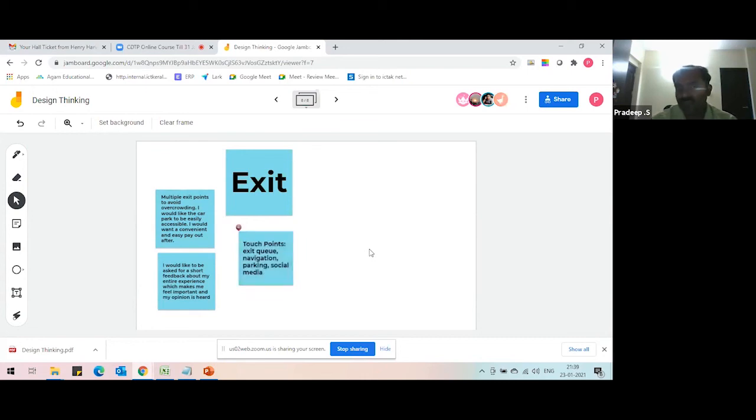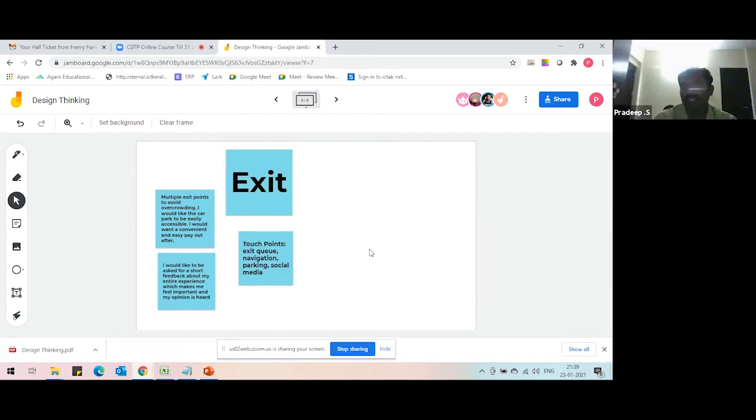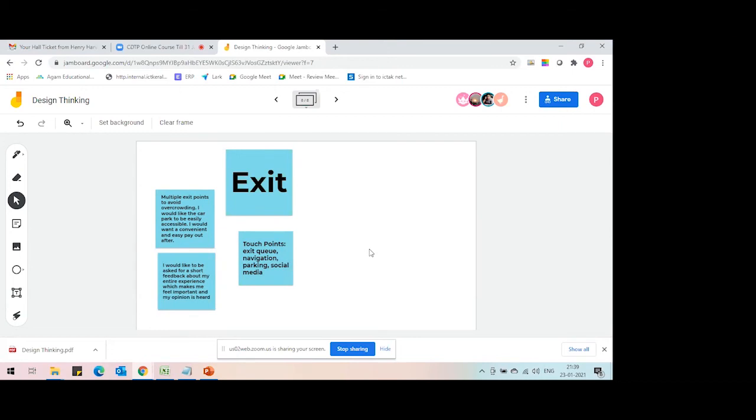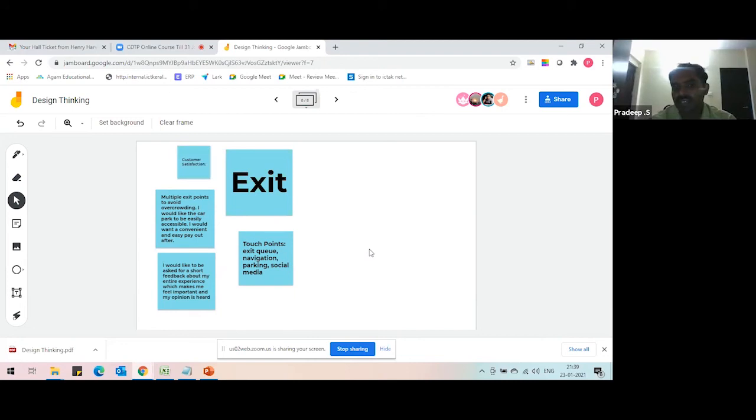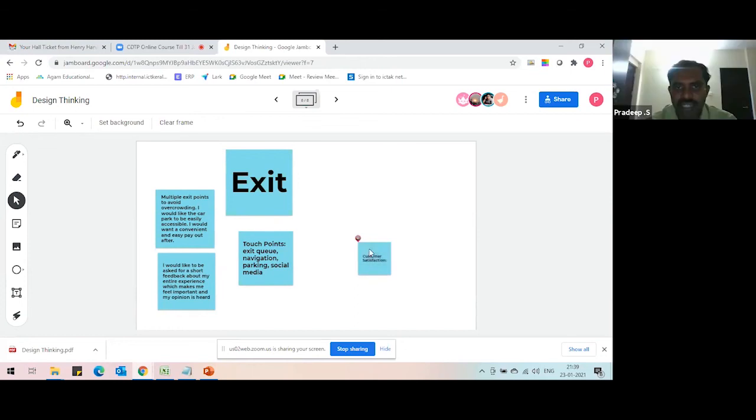Whether that can be a touch point, that is my question. A touch point is where the user is interacting with the service provider. Here we are not interacting with the service provider, am I right? Yes, right. But in the case of social media, sometimes the companies may have their own social page, so that can be a touch point, not a problem.